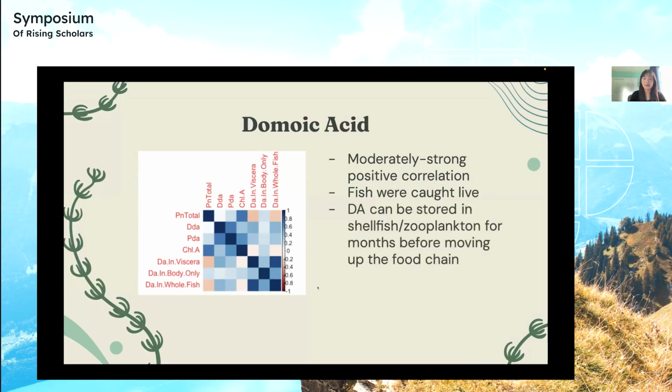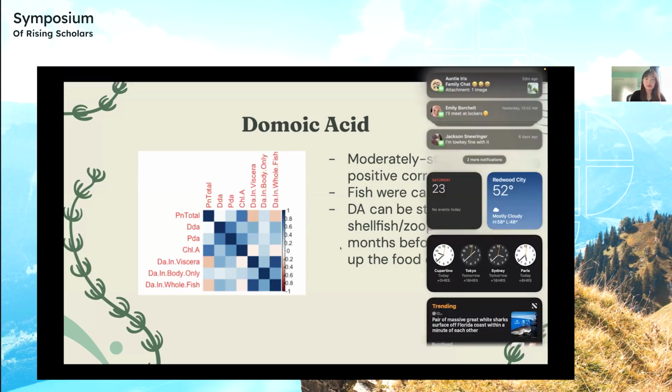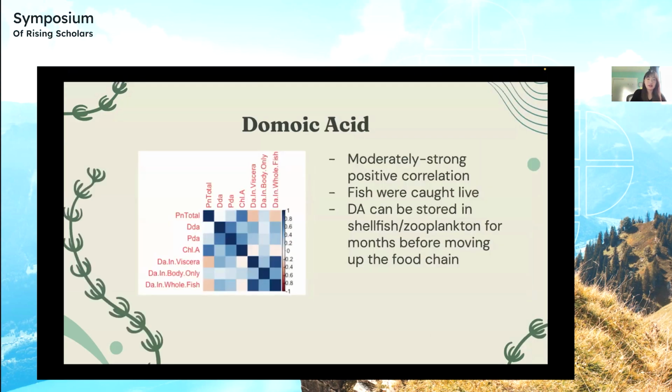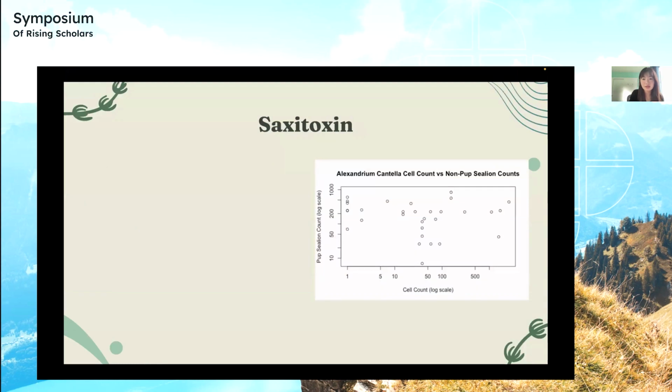And I also think it's important to note that a recent study found that levels of domoic acid in shellfish and fish were actually highest during the winter months, despite most algal blooms happening in the summertime. And I believe that this probably indicates that domoic acid can be accumulated and stored in lower levels of animals, such as zooplankton, before moving to a higher trophic level and affecting higher level mammals such as sea lions and sea otters. However, there was a very low correlation found between Alexandrium catenella cell count and the sea lion counts.